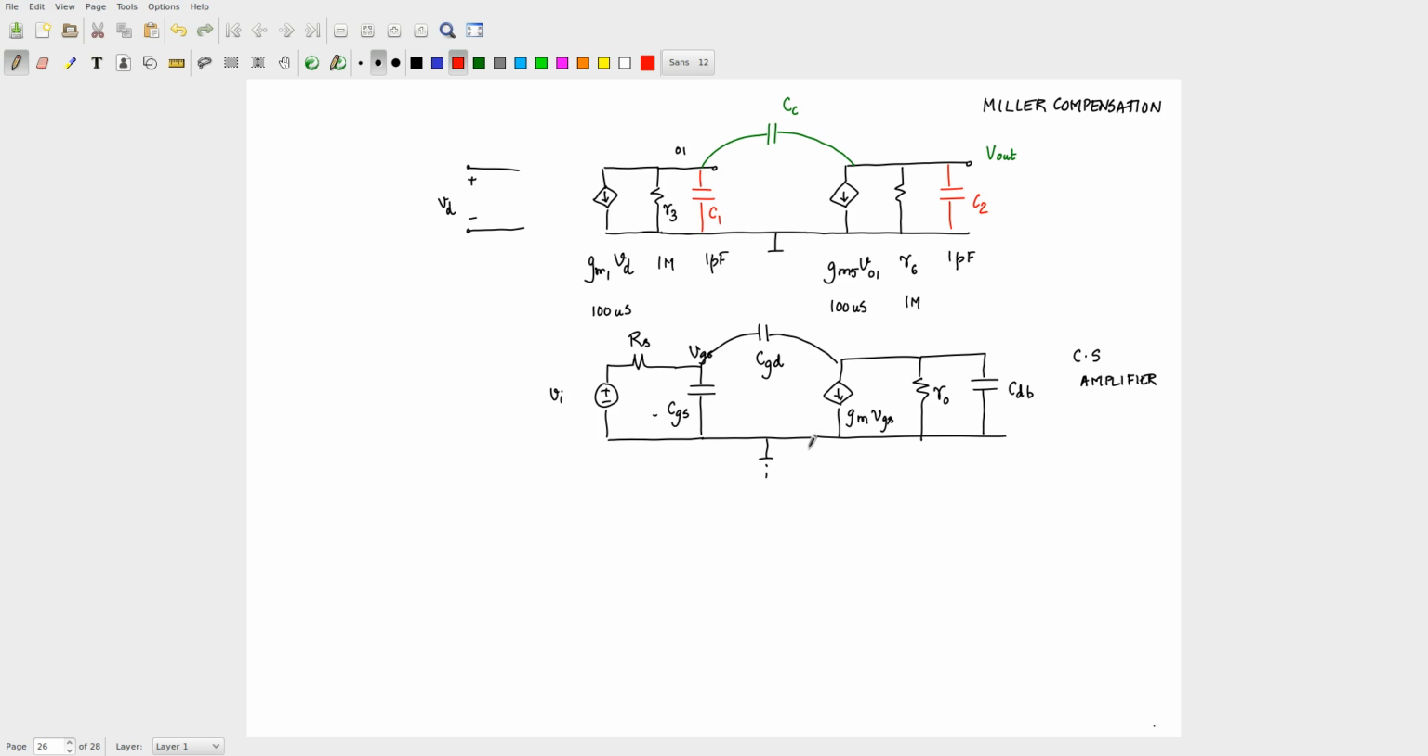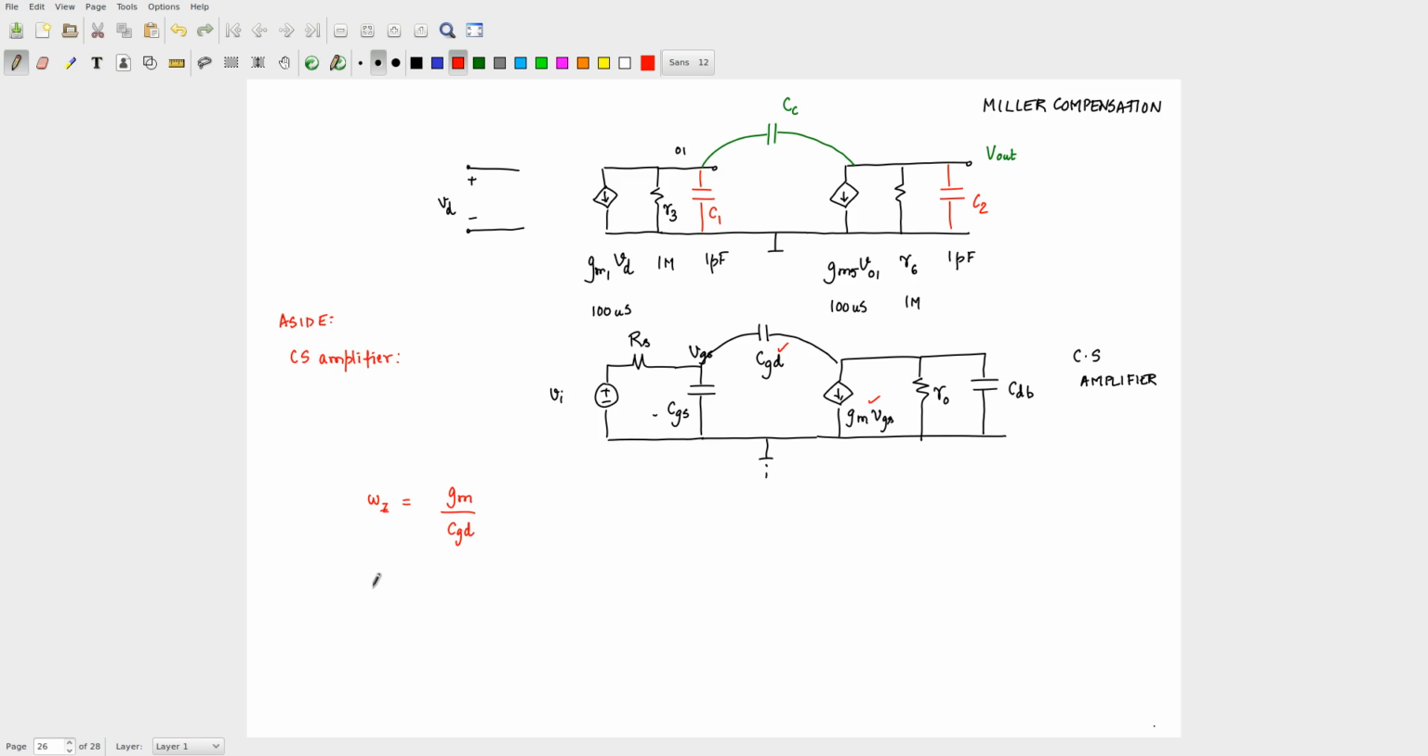More than one path, right? You remember the interference example that we gave for more than one path. So where are the two paths? This is one path and that is one path. So the zero came at omega z equals gm by Cgd. So let me say this is an aside on the common source amplifier. You had one zero at this.